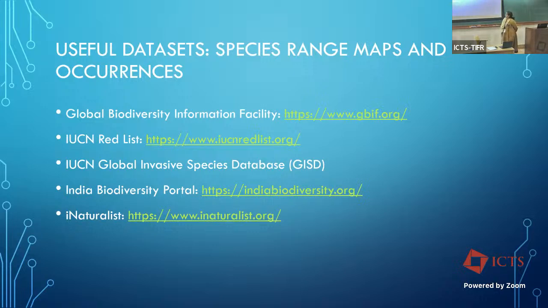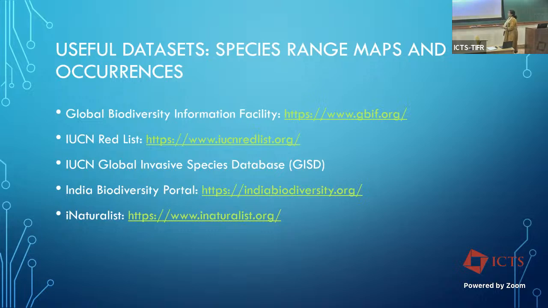So GBIF is just point data, right? You can get lat longs from GBIF. As Ansil mentioned, from IUCN you can get range maps. You can also get other information like what the threats are. IUCN focuses on vulnerable and endangered species.